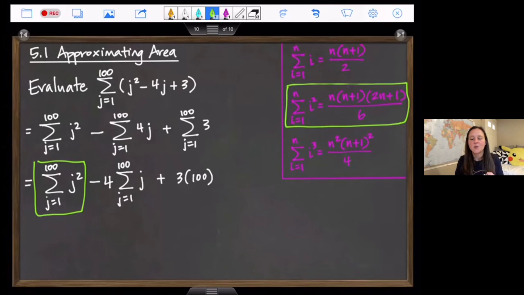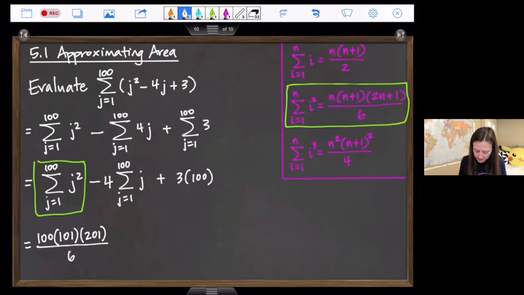So this tells us that we can plug straight into that formula, n times n plus 1 times 2n plus 1 over 6. Our value of n is 100, so I'm going to plug that in. So the formula says to take n in the numerator, that's 100, then times n plus 1, 100 plus 1, then times 2n plus 1, 2 times 100 plus 1, that's 201. And then it says to divide the whole thing by 6.